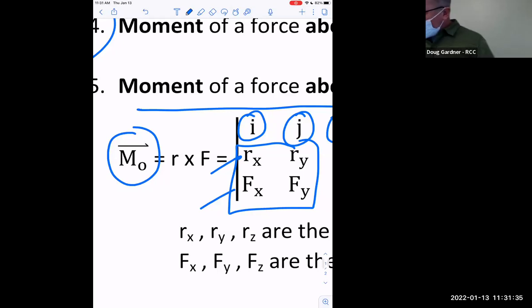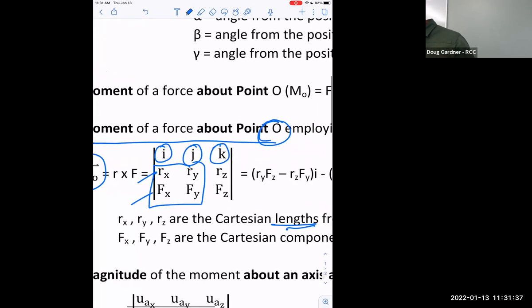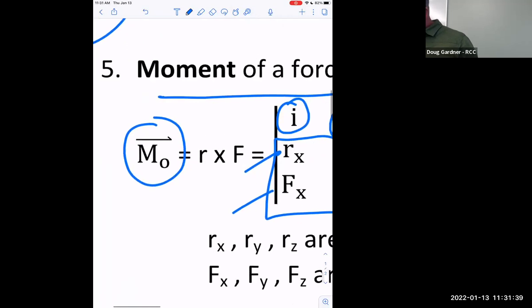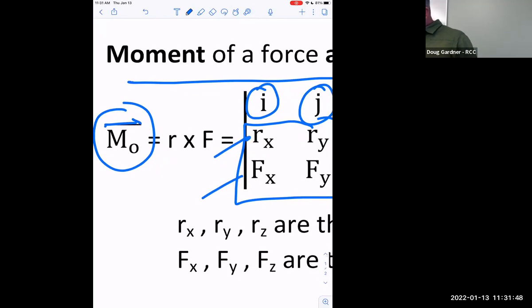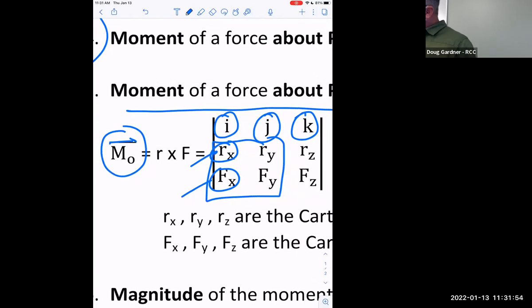So we rotated around O, right? Because I said around point O. So this is the moment around O. And notice I said, oh, by the way, your answer to that's going to be a vector. Like you need to know that. You're not getting a number for this. And so it's R cross F. So the R is first and the F is second. R is the distance, F is the force. So that's what a cross product is.